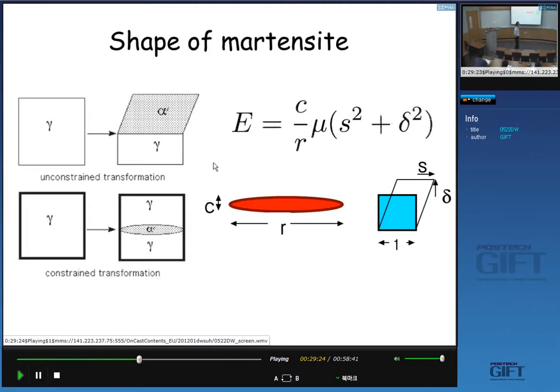But in most cases, when martensite grows, it is surrounded by neighboring austenite. So the growth of the martensite plate is constrained by its surroundings. Those kinds of constraints can cause elastic strain energy. So the martensite plate should have the shape to minimize the generation of strain energy during the growth.